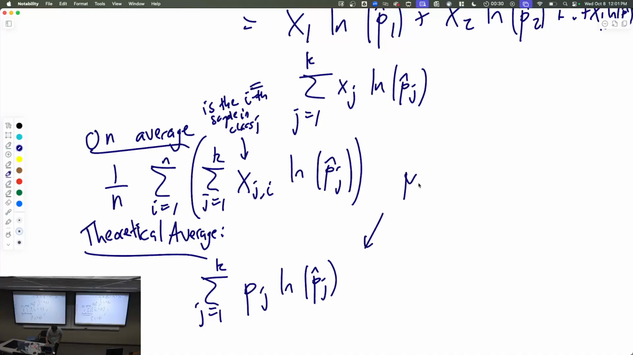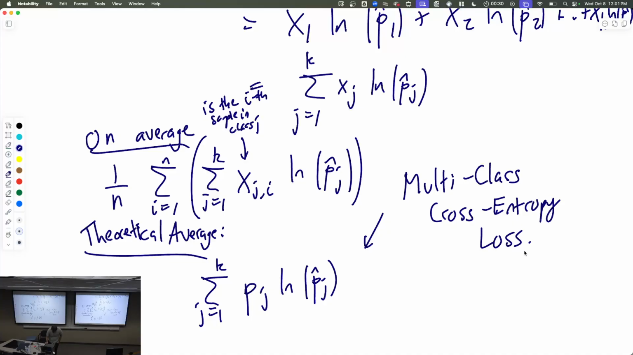So the multi-class cross entropy loss. Okay, very nice.